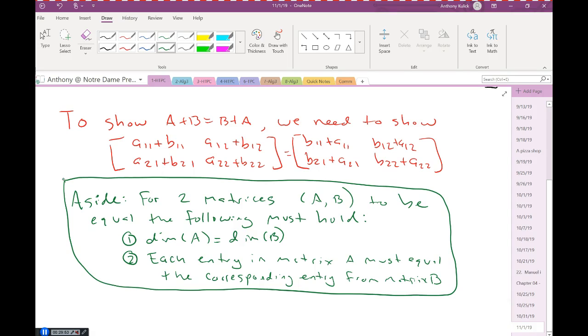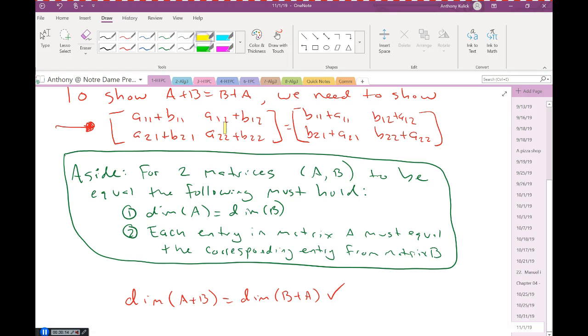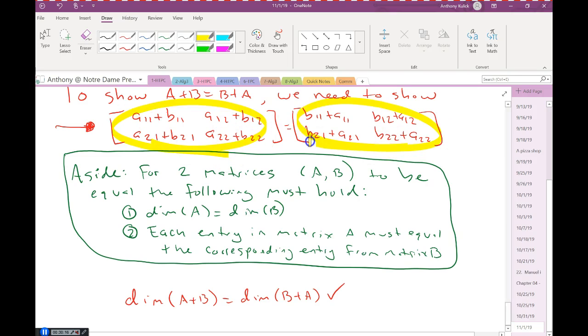Everybody's okay with that idea? So let's look above. It should be clear that the dimension of A plus B is definitely going to equal the dimension of B plus A, right? If we just look at what we have here, this guy was A plus B and this guy was B plus A. They definitely have the same dimension, right? We have that part.